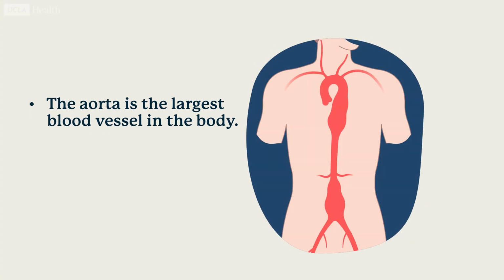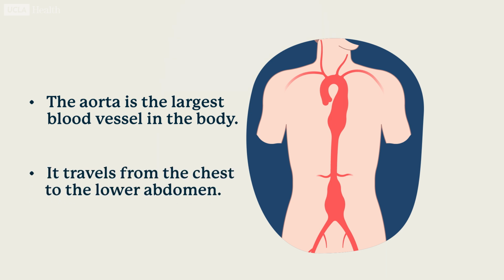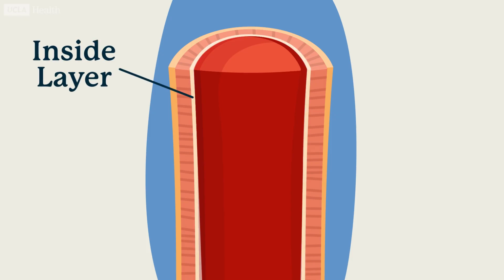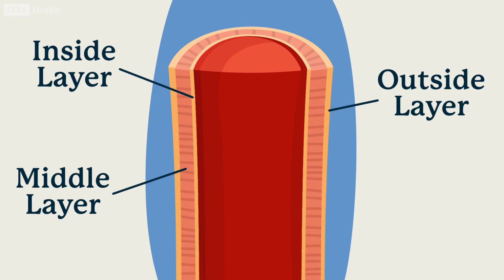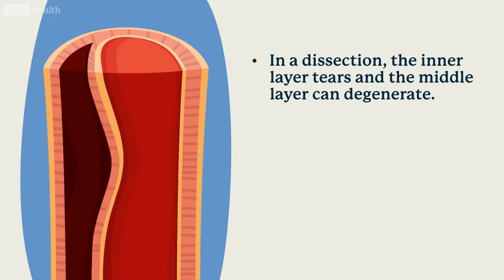Aortic dissections are tears in the inside lining of the aorta. The aorta is the largest blood vessel in the body. It travels from the chest to the lower abdomen. It's made up of 3 layers: an inside layer, a middle layer, and an outside layer. In a dissection, the inner layer tears and the middle layer can degenerate.